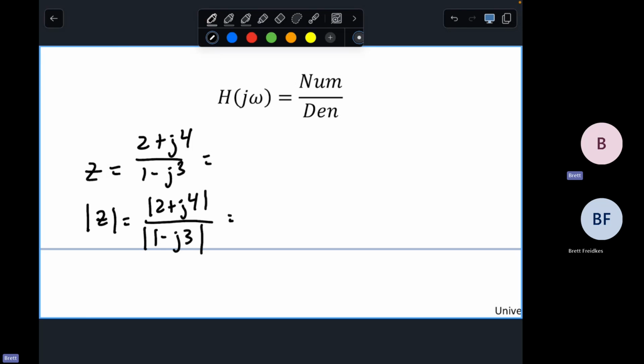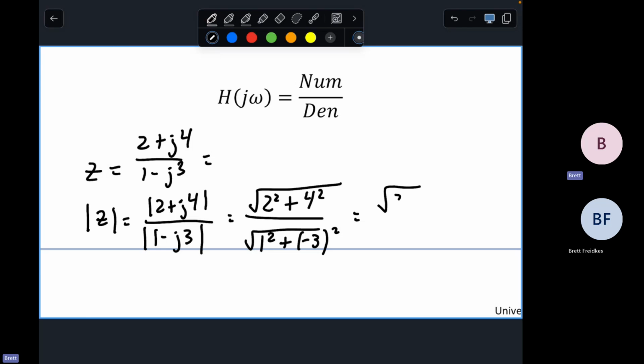What's the magnitude of the numerator? The square root of the real part squared plus the imaginary part squared. What's the real part? What's the imaginary part? 16, right? So it's 4 squared. Same thing down here. It'll be 1 squared plus negative 3 squared. This will be the square root of 4 plus 16, which is 20, over the square root of 10. That answers square root of 2.